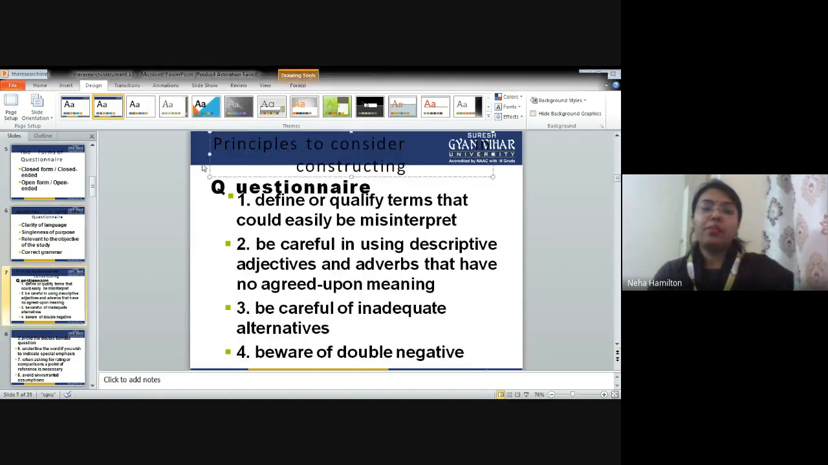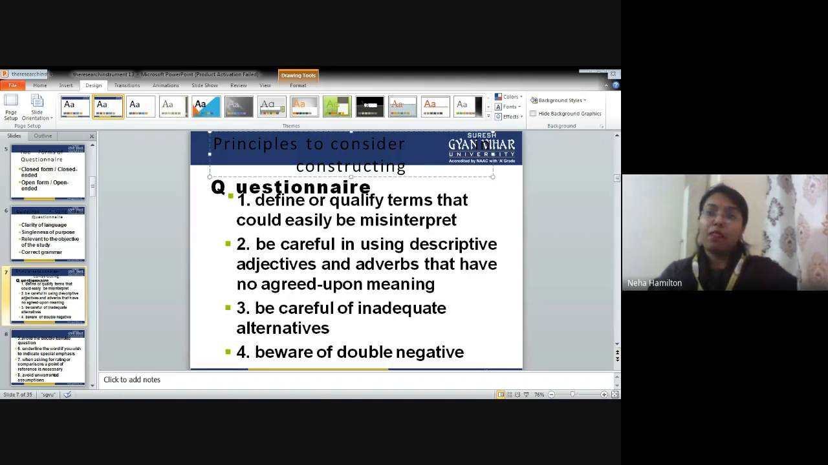Now, what are the principles to consider when constructing a questionnaire? What are the steps that you follow whenever you make a questionnaire? It is important to understand those steps also. The first step in designing a questionnaire is to define or qualify the terms that could easily be misinterpreted.